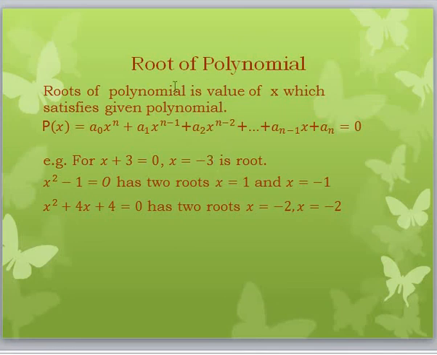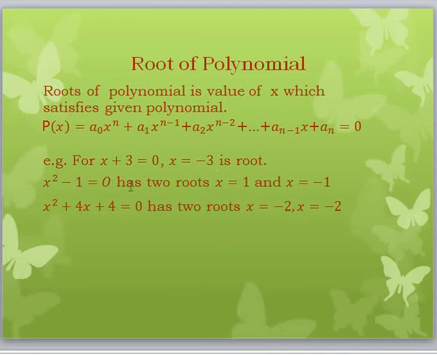Now, what are the roots of a polynomial? A root of a polynomial is a value of x which satisfies the given polynomial. If we put a value of x in the polynomial and the polynomial is satisfied, then that value of x is a root of the polynomial. For example, x plus 3 equal to 0. If we put x equal to minus 3 in this polynomial, it becomes minus 3 plus 3 equal to 0. So x equal to minus 3 is one root of this polynomial.